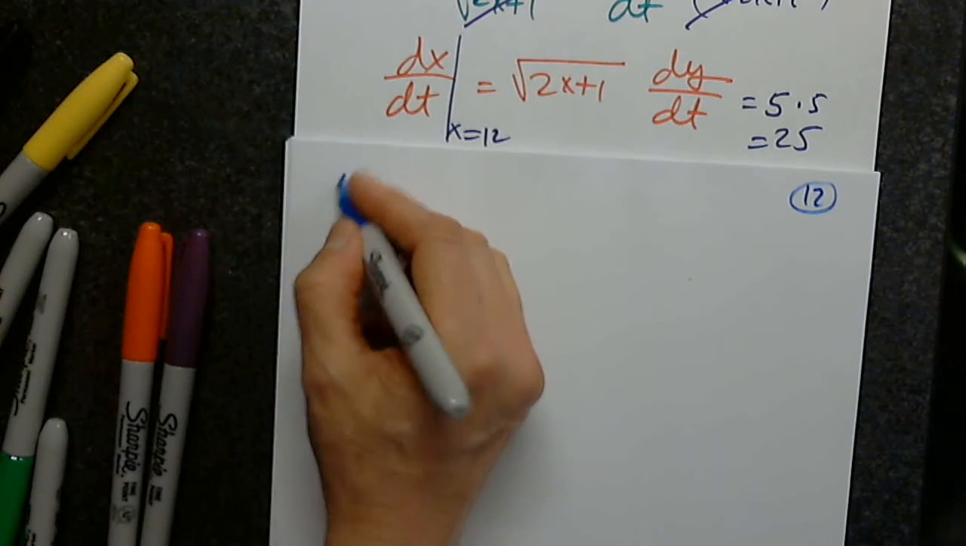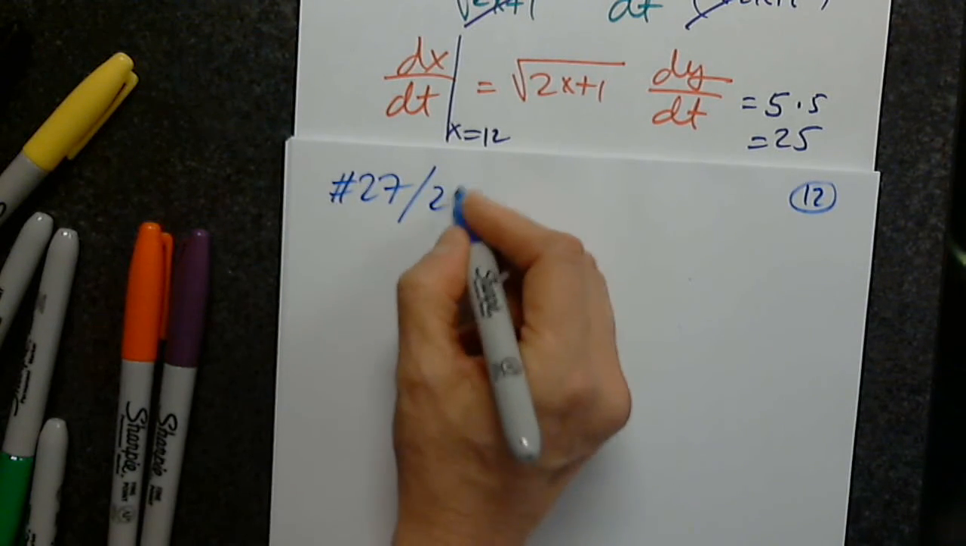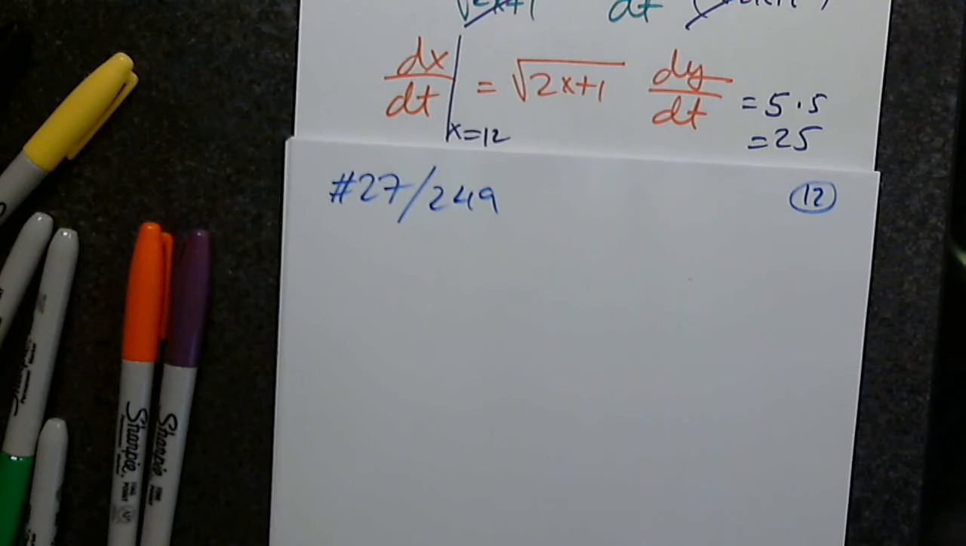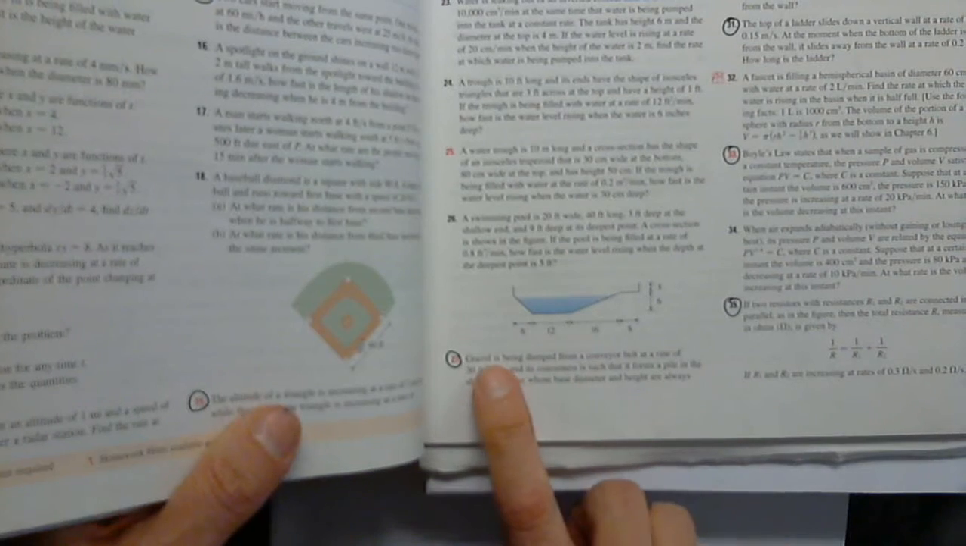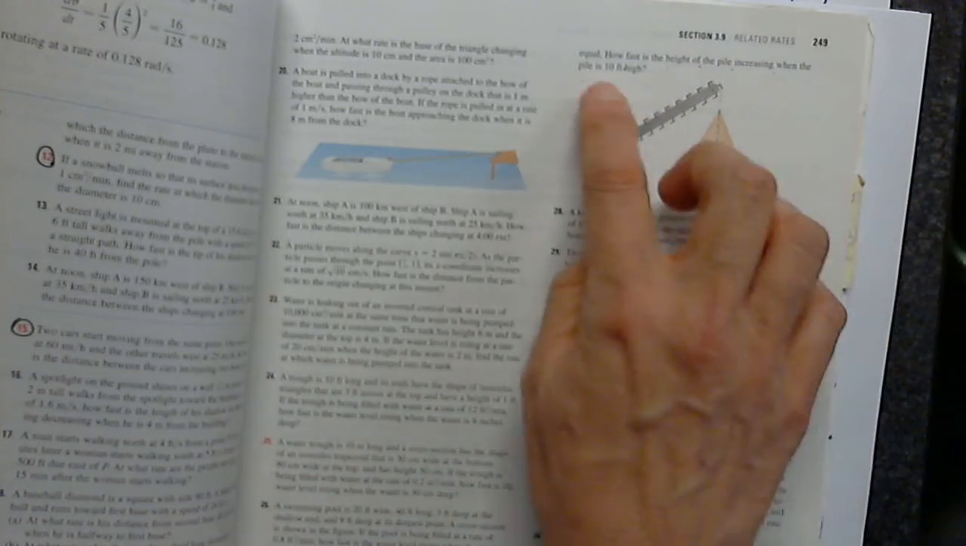Okay, number 27 on page 249. Let's read it together. Gravel is being dumped from a conveyor belt at the rate of, and it forms a pile in the shape of a cone whose base diameter and height are always equal. So base diameter and height are always equal. How fast is the height of the pile increasing when the pile is 10 feet high?